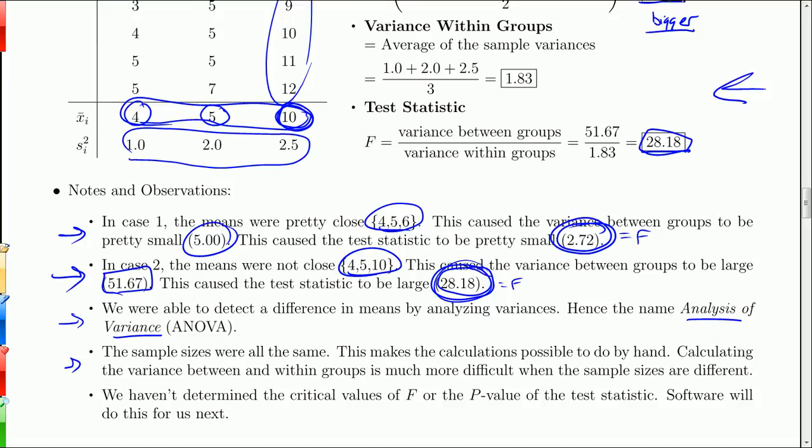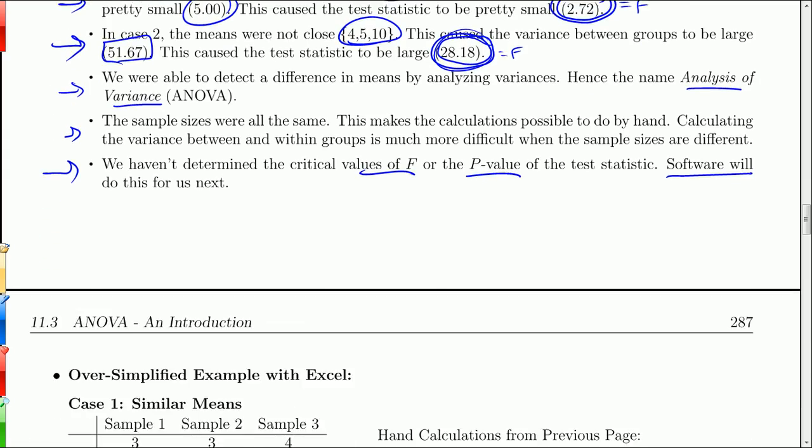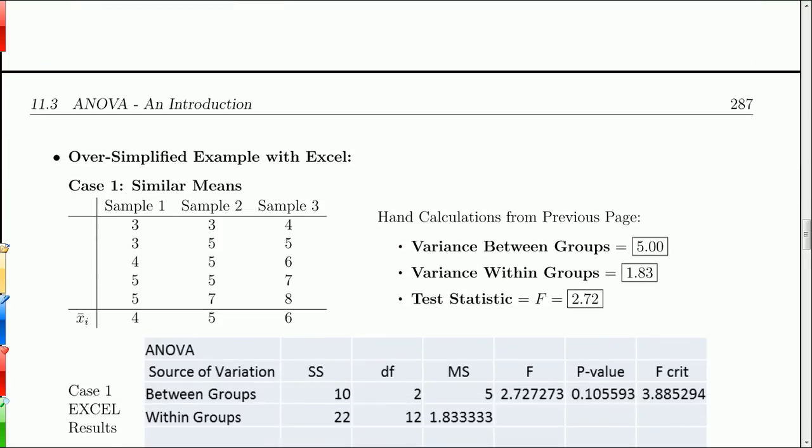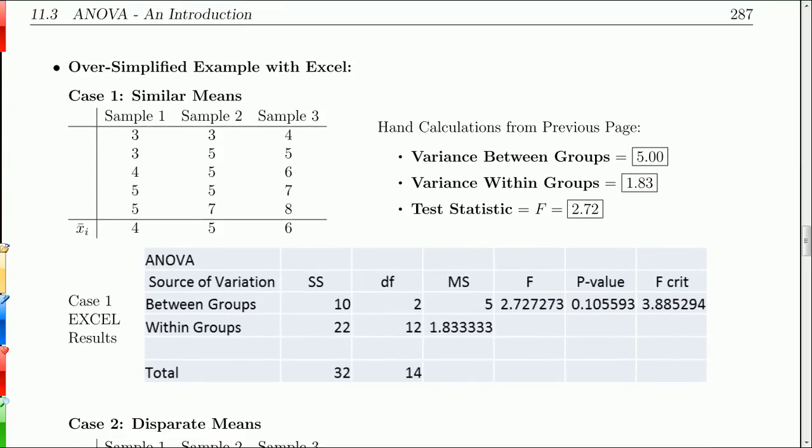And even so, when we got all done, we didn't have the critical values of F or the p-value of the test statistic, so we weren't able to say whether or not we were going to reject the null hypothesis. We will let software do this for us. I'm going to demonstrate some output from Excel. We'll look at our oversimplified example that we did by hand, only we'll have Excel do it. And it's a really simple process. You just highlight the data and choose ANOVA test.